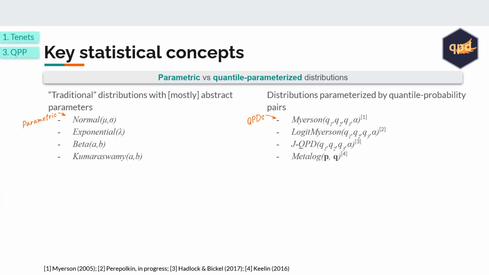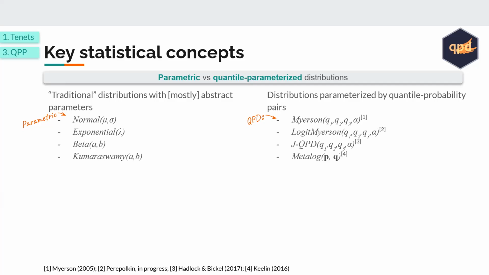Perfect. And then there are weird kind of distributions that are parameterized by quantile probability pairs. So what's special about them? Look at their parameters. All of them, except for the last one, but more or less the same as well, they have Q parameters, Q1, Q2, Q3. The Meyerson, Logit-Meyerson, which is some iteration on the Meyerson distribution, which we propose in paper number 3, Johnson quantile-parameterized distribution, and Metalog. These Q1, Q2, Q3, they come from these quantiles that we've elicited from the experts.